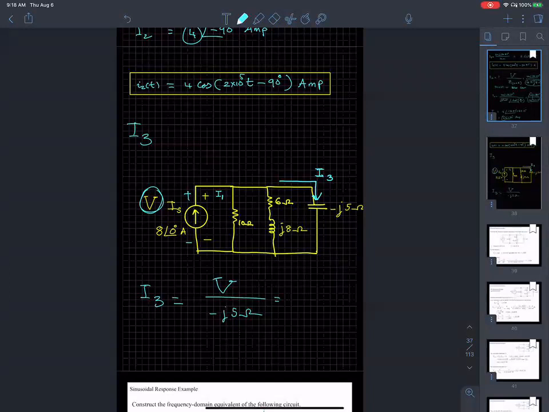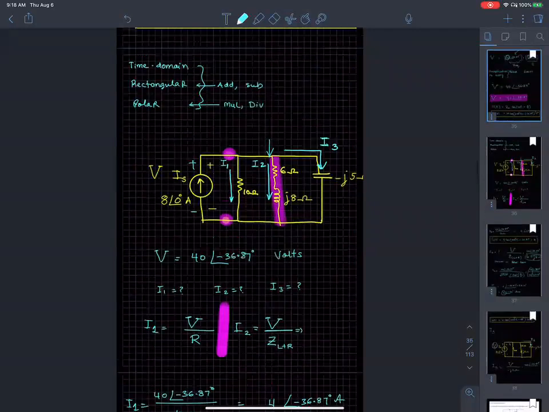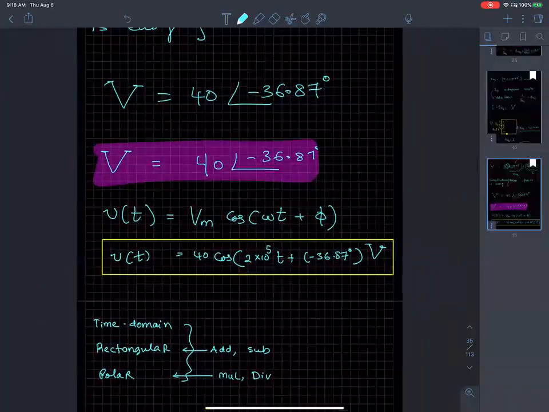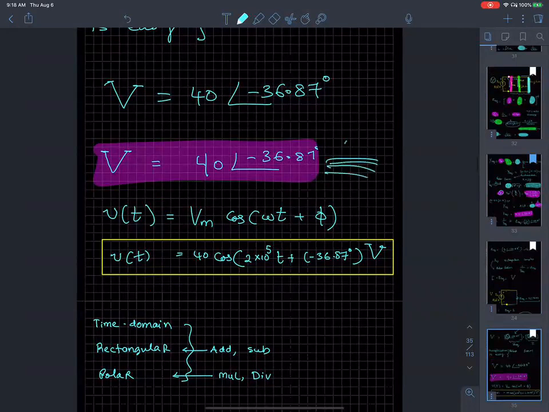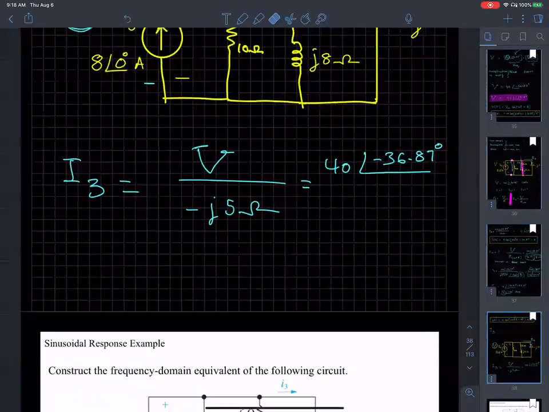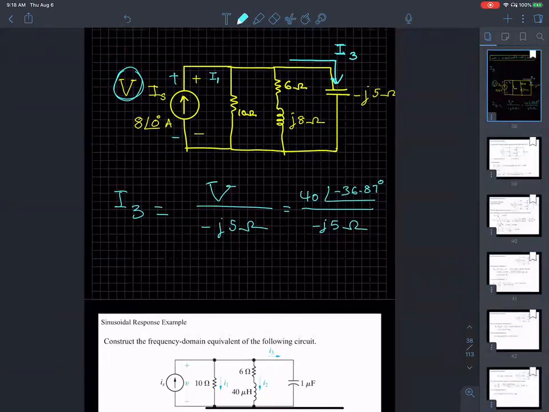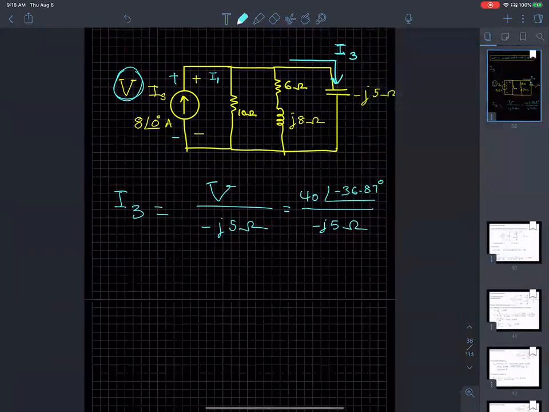voltage V, which we found out to be 40 angle negative 36.87 degrees. Remember, that was the first result that we got. That's this guy. So 40 angle negative 36.87, that's the voltage across the capacitance, divided by the impedance of the capacitance, which is negative J5 ohms. And like I mentioned, you want to do the division in the polar form.